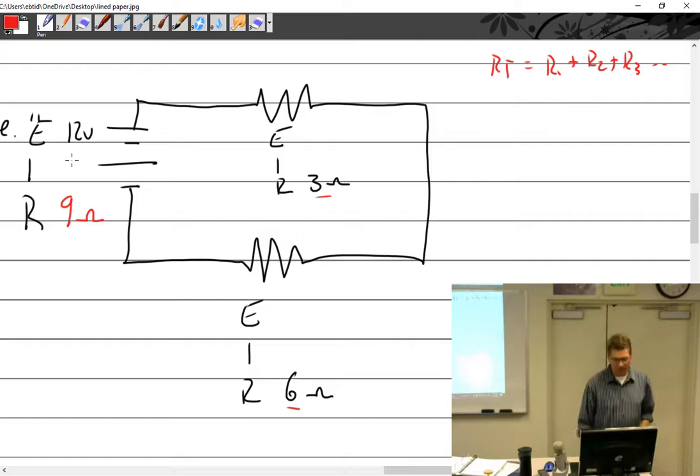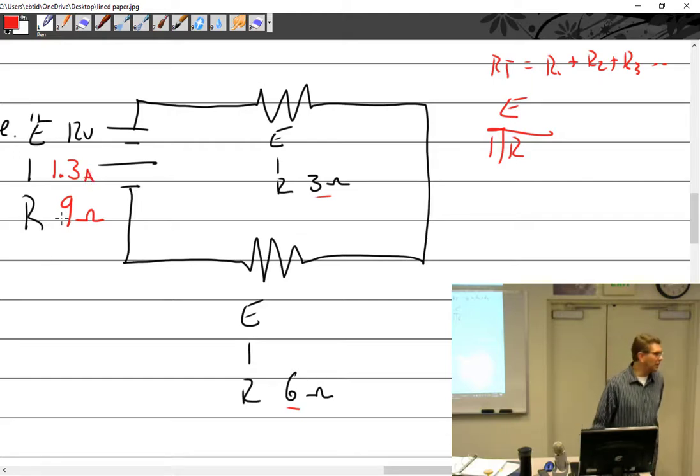So how much current do I have? I want to know I, so it's E I R. So I want to know I, it's E divided by R. E divided by R. What do I get, Christian? 1.3. 1.3 what? Amps. Okay, I just want to make sure. Okay, now what can I fill in?